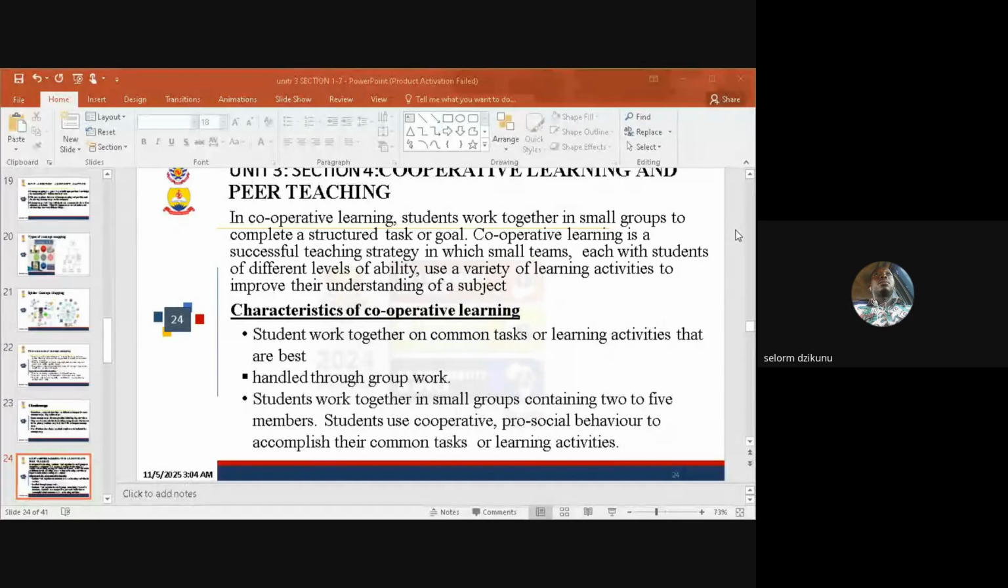Yes, please. All right. So we are saying characteristics of cooperative learning. When you say cooperative learning, what do we do? Let me bring something, let's share, or let's all come together and do this for this person.